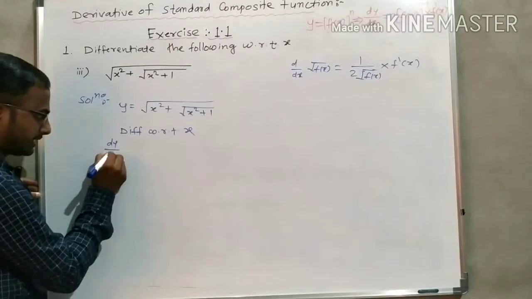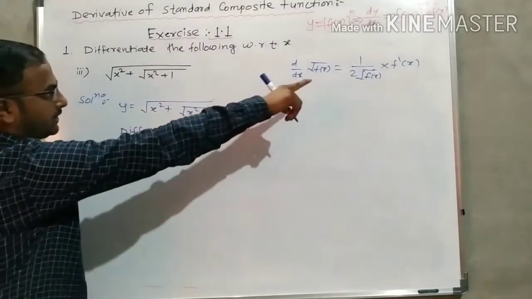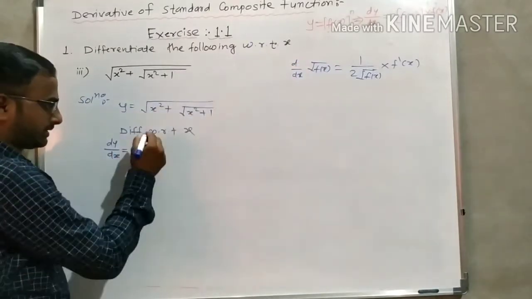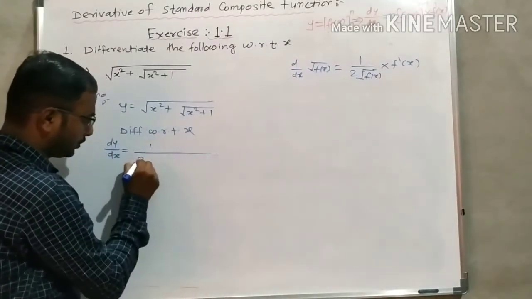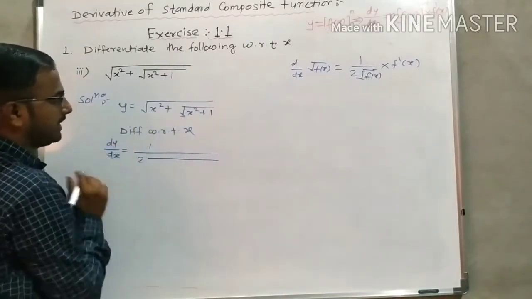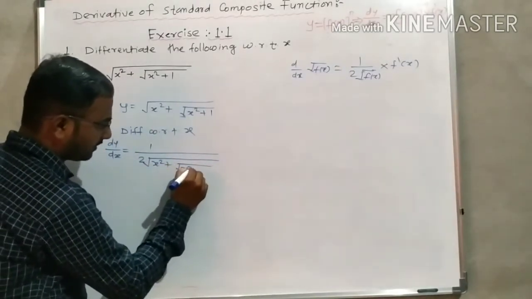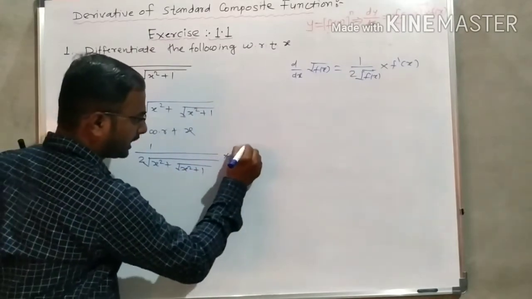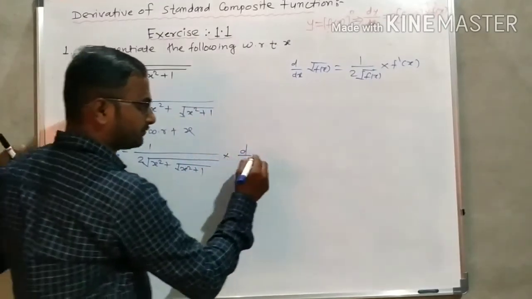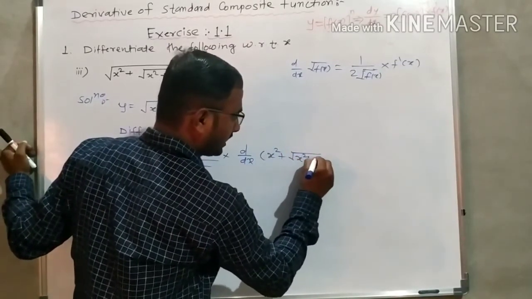dy by dx is equal to 1 upon 2 square root of f of x into the derivative f dash of x. Here this term is f of x, that is, x square plus square root of x square plus 1, into the derivative of f dash of x, which is the derivative of x square plus square root of x square plus 1.